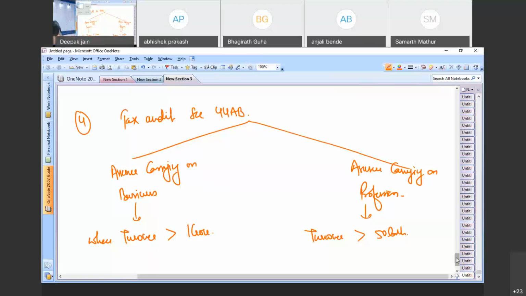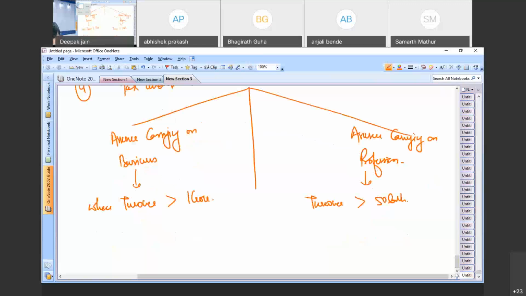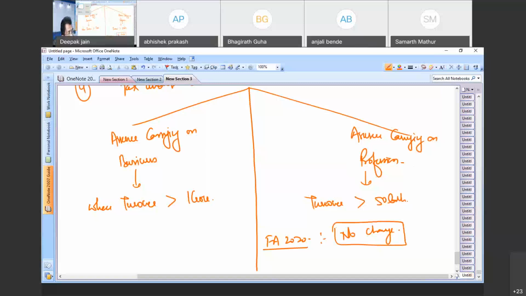From Finance Act 2020, no change in profession. Exact same. No change in case of profession. Absolutely no change. Prior to Finance Act 2020, 50 lakh was considered. After Finance Act 2020, still 50 lakh shall be taken into consideration. Up to 50 lakh, no audit. After 50 lakh, audit is compulsory.